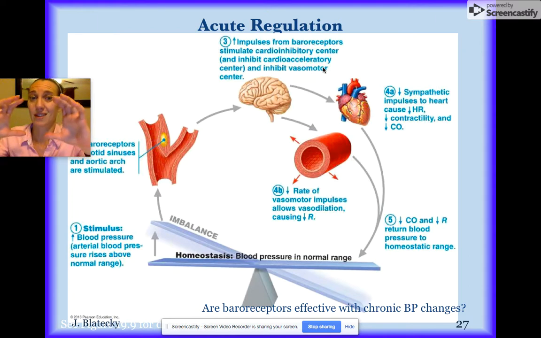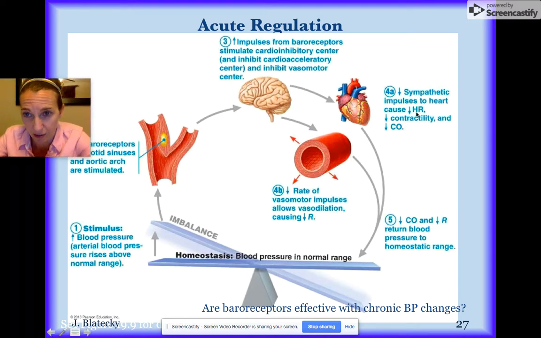If we vasodilate, we lower our resistance. And if we lower our resistance, we've got a bigger hose to pass water through, so there's going to be less pressure on the walls of that hose. Same case with our vessels here.